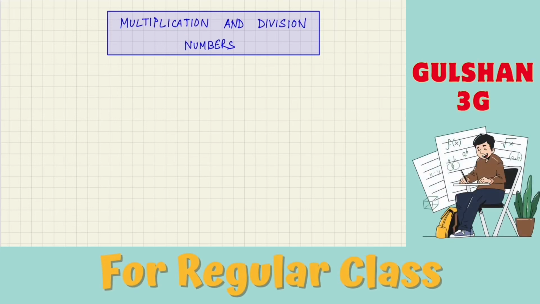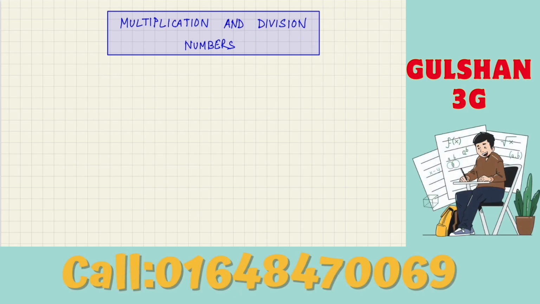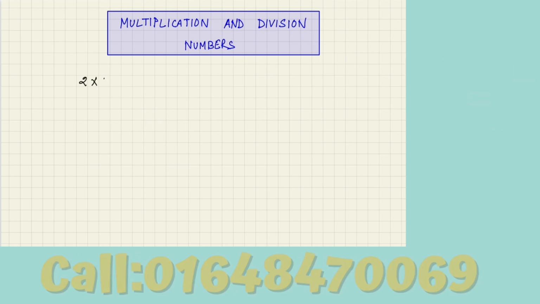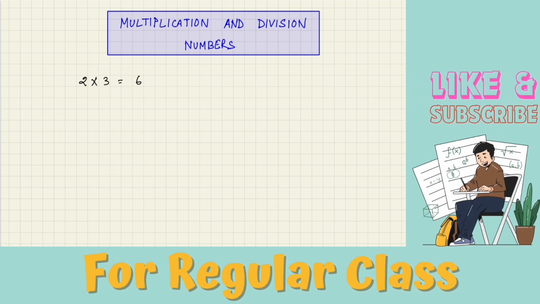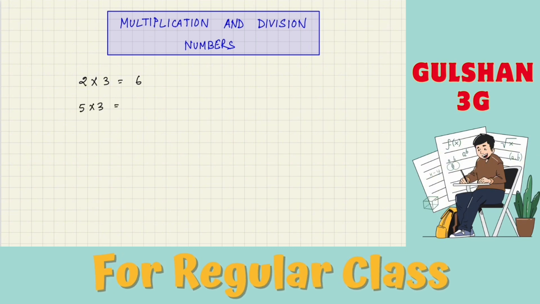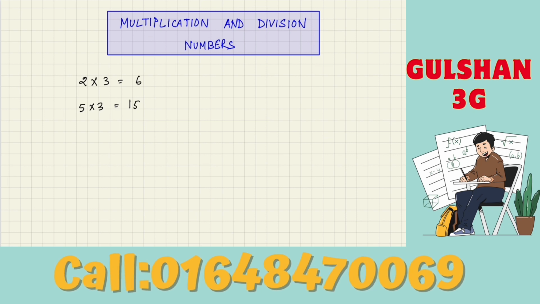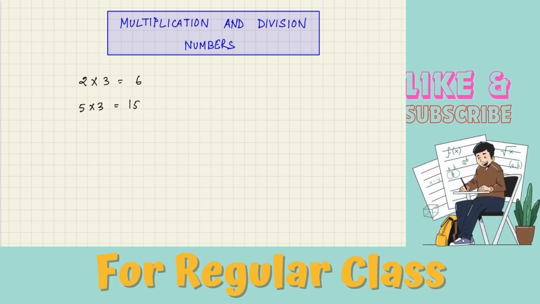So for this, we need to know how to multiply simple numbers. If we multiply 2 with 3, it will be 6. We all know that. If we multiply 5 with 3, that will be 15. That's very basic. But if we use a negative number, then what will happen?